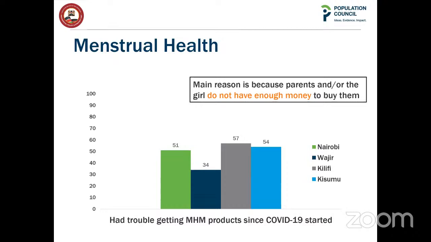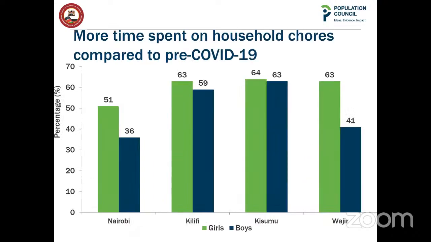We then asked adolescents how much time they spent on household chores now compared to pre-COVID. And adolescents reported spending more time doing household chores. There was a clear gender gap, with more girls reporting more time spent on household chores compared to boys, especially in Nairobi, where we saw around 51% of girls compared to 36% of boys reporting increased time spent on household chores. And in Wajir, this was 63% for the girls compared to 41% of boys.